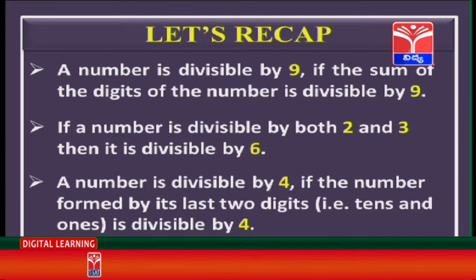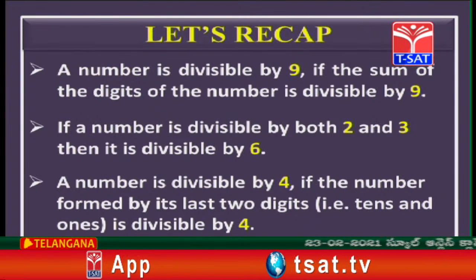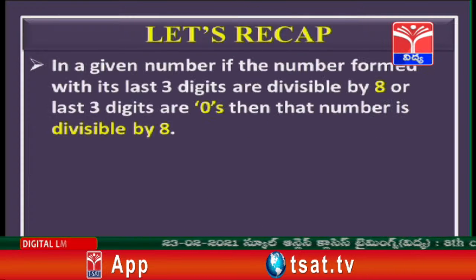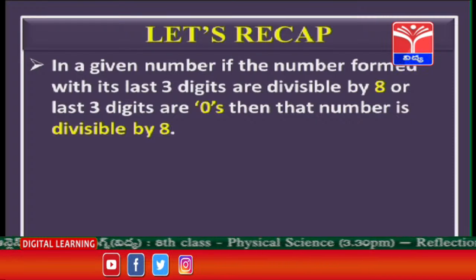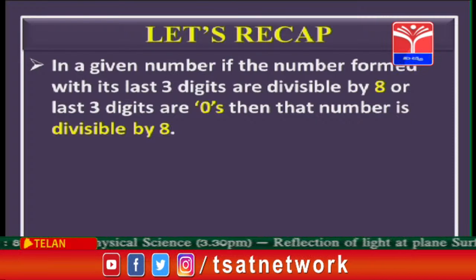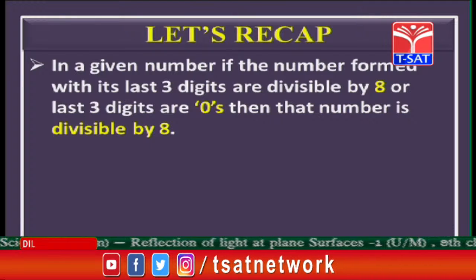A number is divisible by 4 if the number formed by its last 2 digits is divisible by 4. In a given number, if the number formed by its last 3 digits is divisible by 8 or zeros, then the number is divisible by 8.